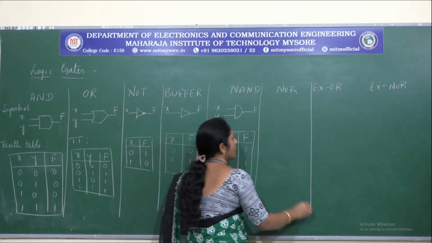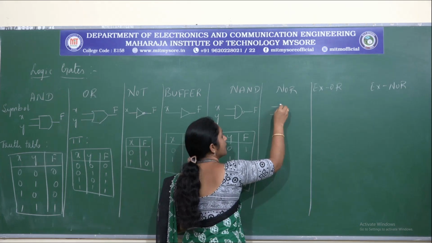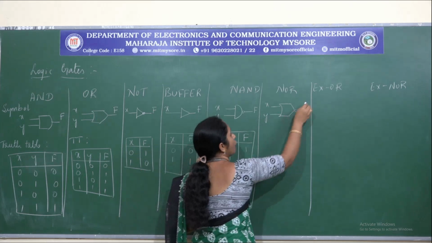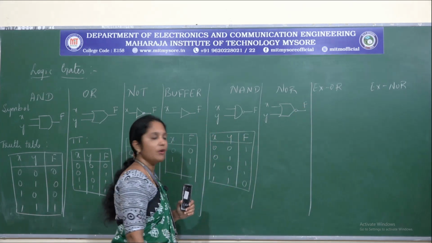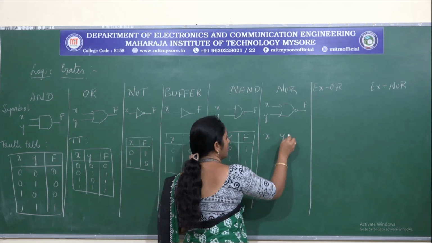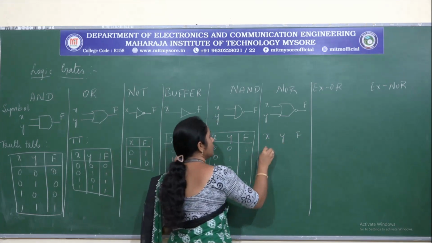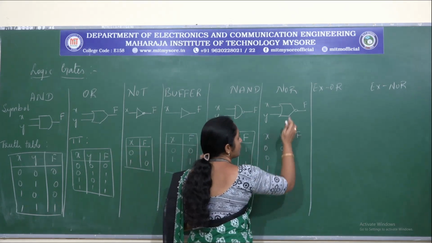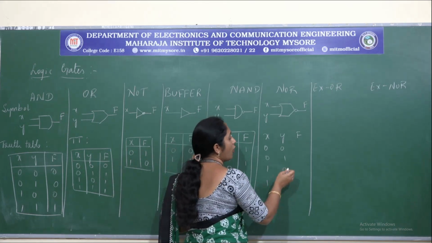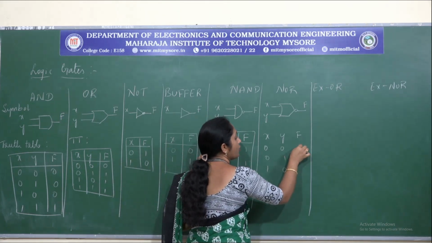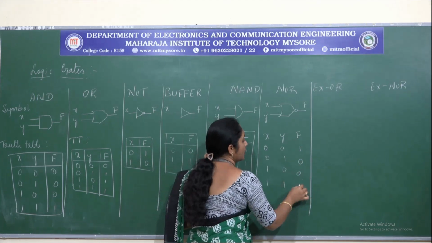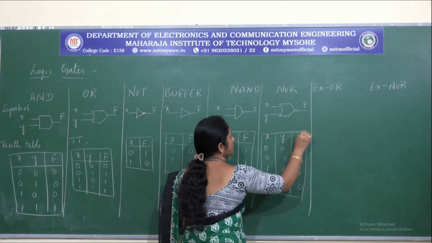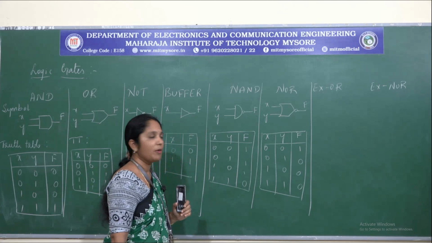Next we have the NOR operation. The NOR symbol is the same as OR, but we need to use a bubble at the output end. So this is the symbol of the NOR gate. We have X, Y and F, with combinations 0 0, 0 1, 1 0, 1 1, and the output is the complement of OR. The complement of OR is nothing but, for the first case you will get 1, and for all other combinations it is 0. So this is the truth table for NOR.